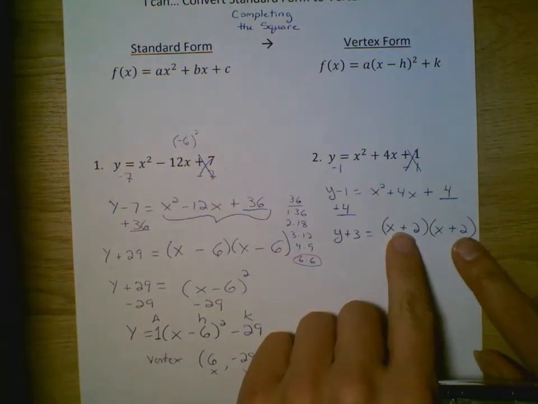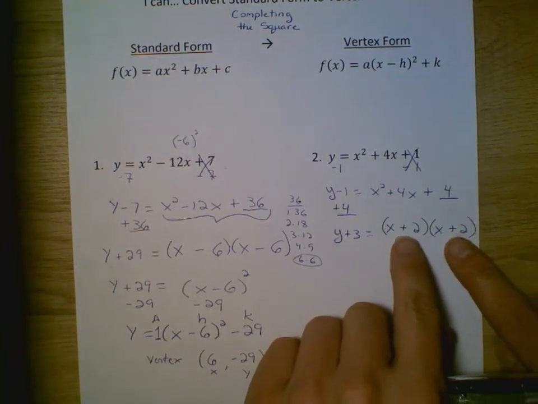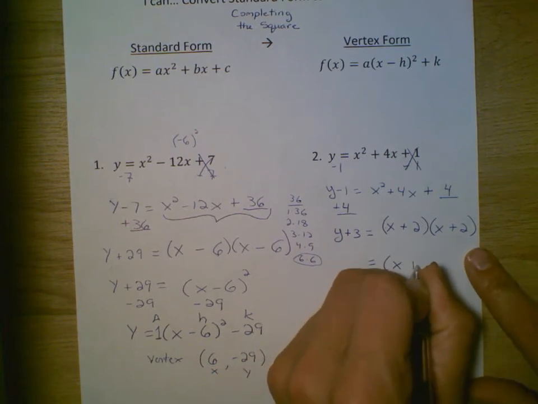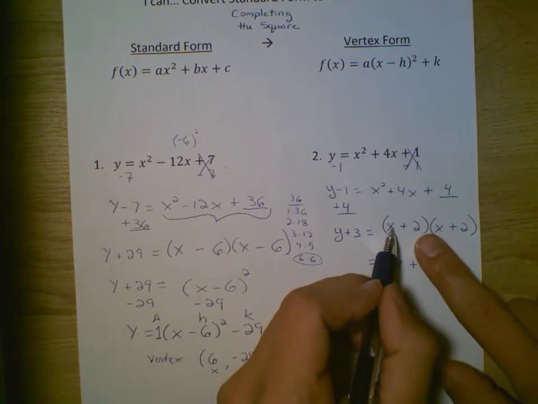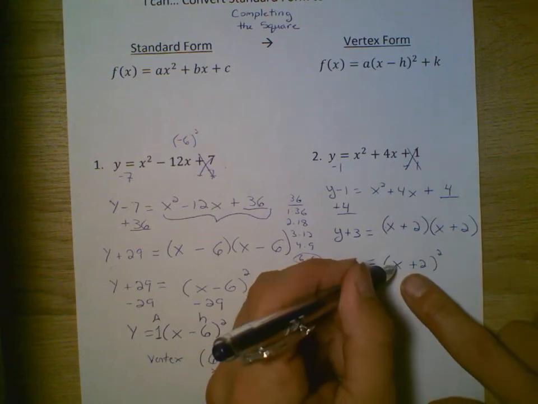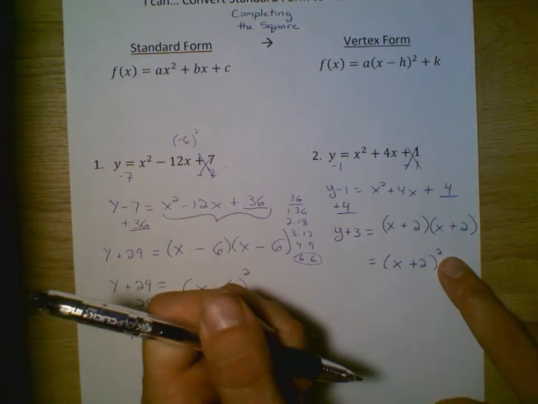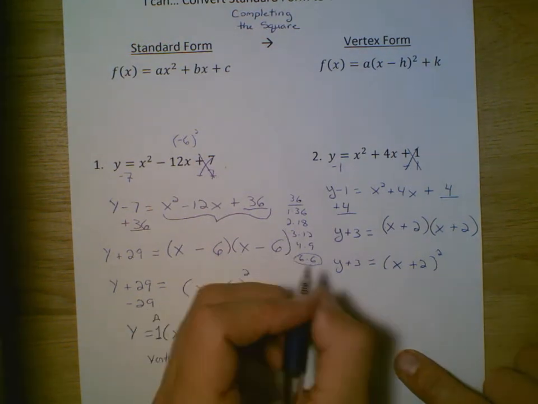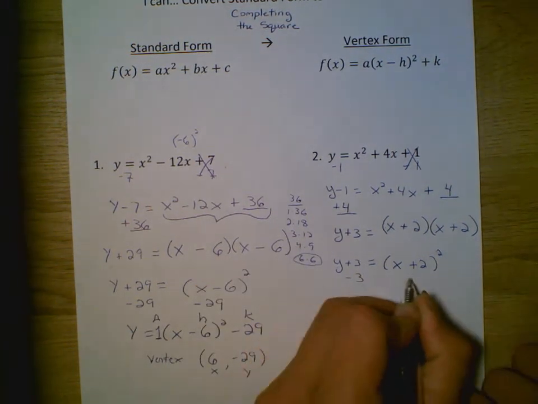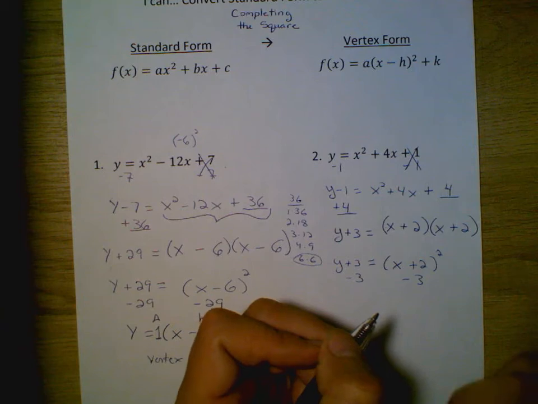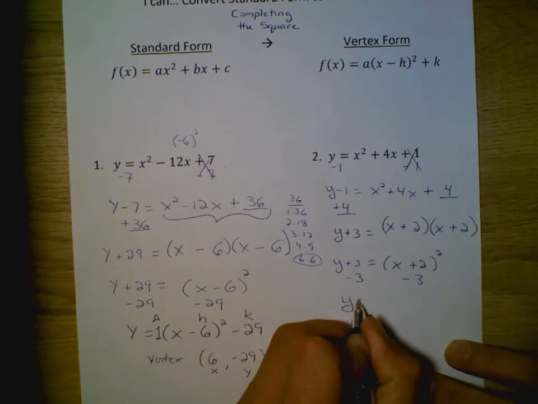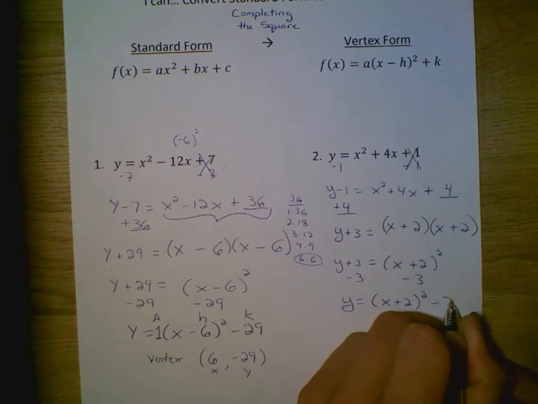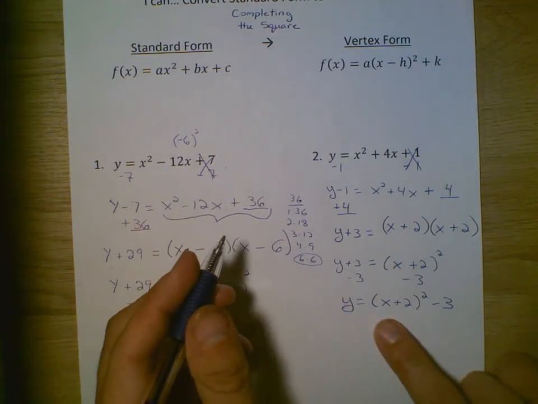Notice once again that anytime you complete the square, these will be identically the same, which means they form a perfect square when you multiply them, right? x plus 2 times x plus 2 is x plus 2 squared. And then I get y plus 3 on the left. And then my last step, once again, is just minus the 3 back to the other side of the equation. So I get y equals x plus 2 squared minus 3. And then this is vertex form.